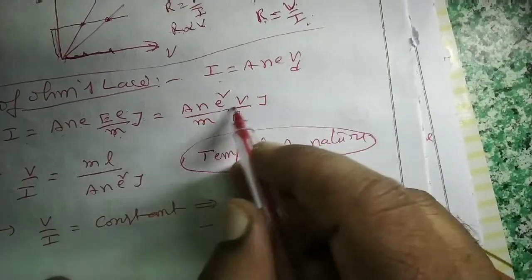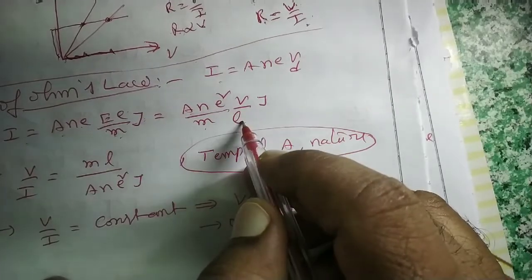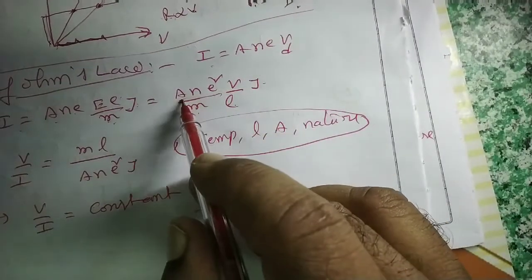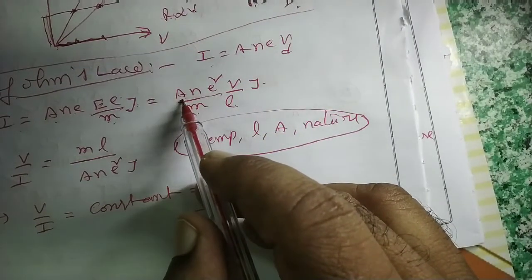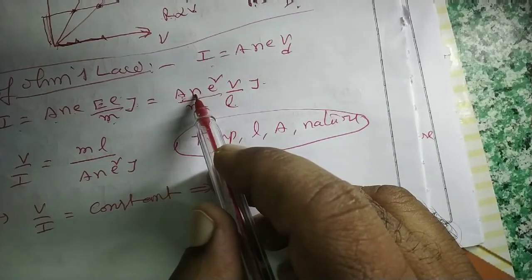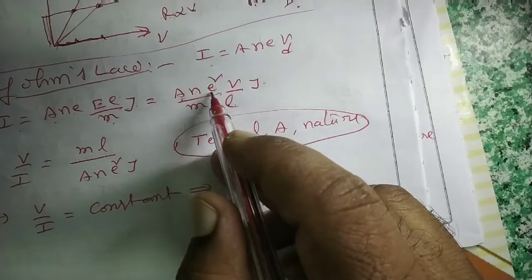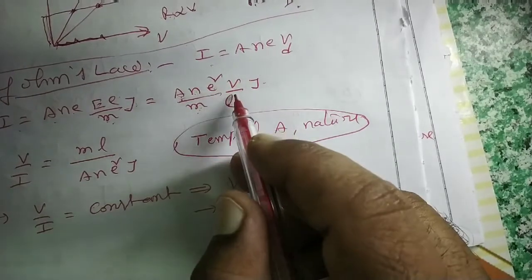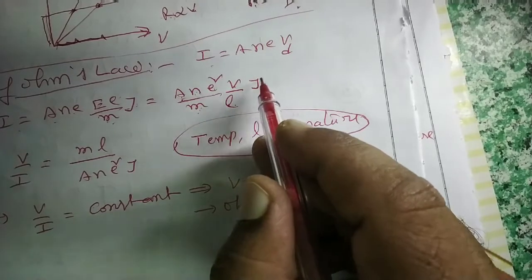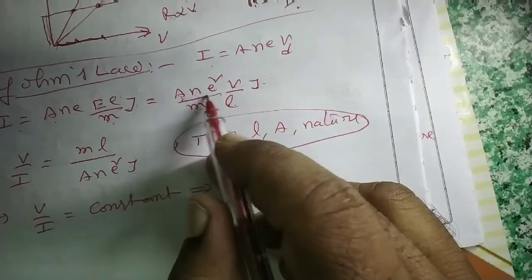Now in this we can write I as A n e square E tau by m. Electric field we can write as potential difference by length, V by L. A is the cross section area of the wire. If you are considering the same wire, cross section will remain same, length will remain same, number of electrons per unit volume, which depends on nature, also will remain same. And e and m are properties of electron charge and electron mass, which are same. Tau depends on temperature. If temperature is constant, average time of relaxation also will remain constant. Then everything will remain constant.